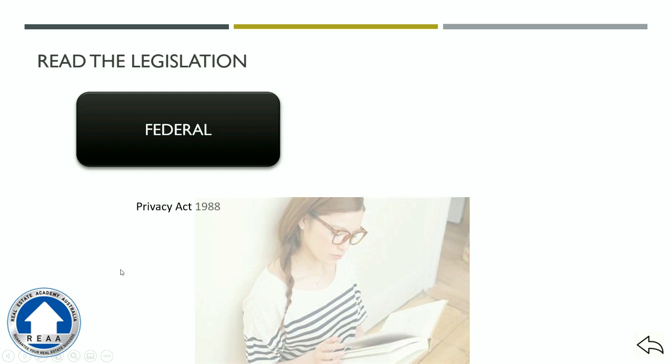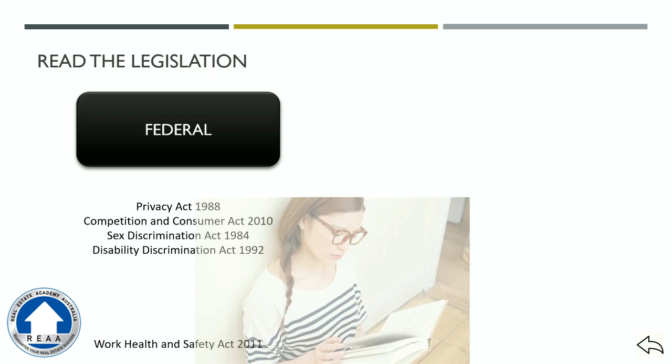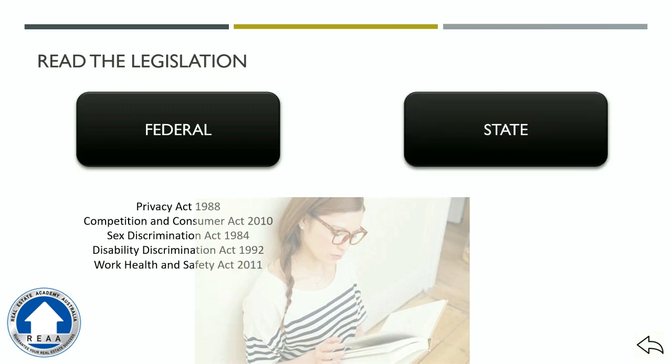Some other federal legislation that would be useful reading includes the Competition and Consumer Act, Sex Discrimination Act, Disability Discrimination Act, Work Health and Safety Act, among others. Of course, when it comes to state legislation, two of the most important pieces of legislation that you will want to read include the Property and Stock Agents Act 2002 and the Property and Stock Agents Regulation 2014, both of which are going to be relevant to working in the real estate industry in the various roles, including being an assistant agent or a real estate agent, Class 1 and Class 2.